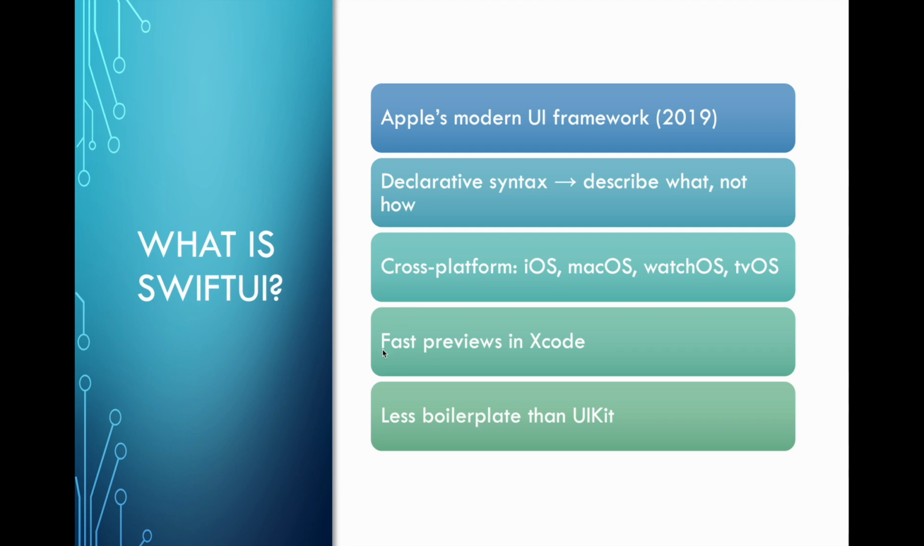It works across platforms like iOS, macOS, watchOS, and tvOS. So you can reuse a lot of your code. SwiftUI also comes with live previews in Xcode, so you can see changes instantly as you code. This makes building apps faster and easier with much less boilerplate compared to UIKit.